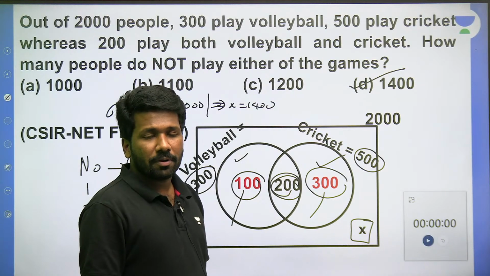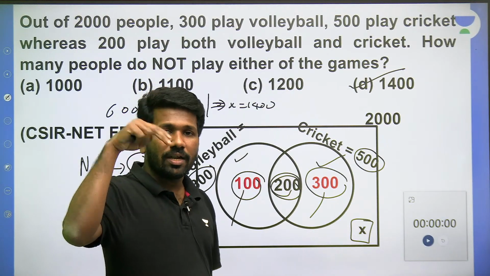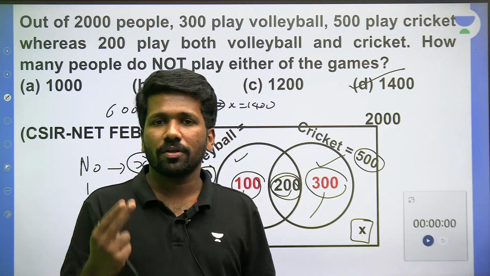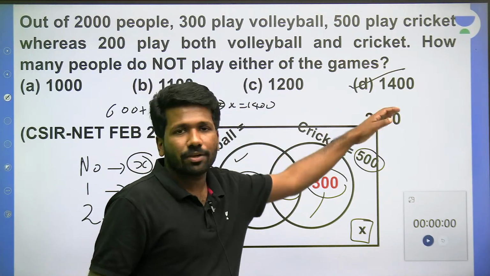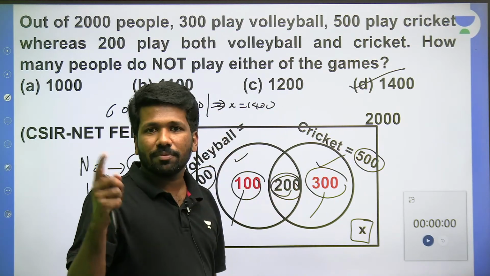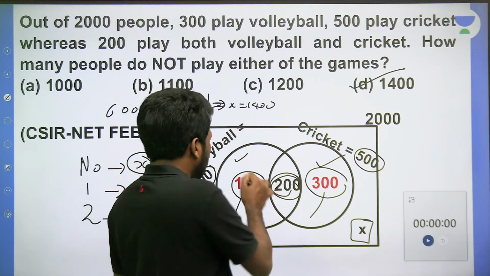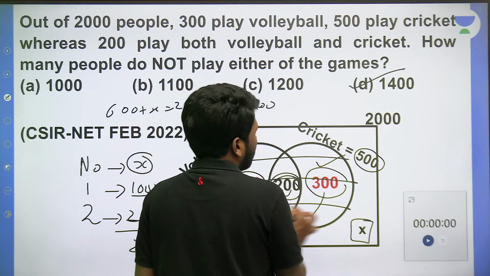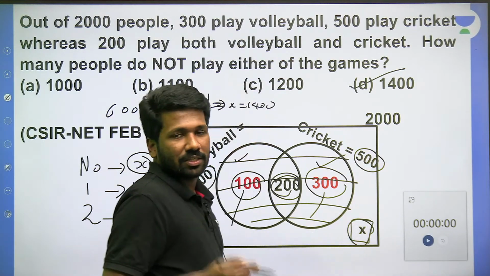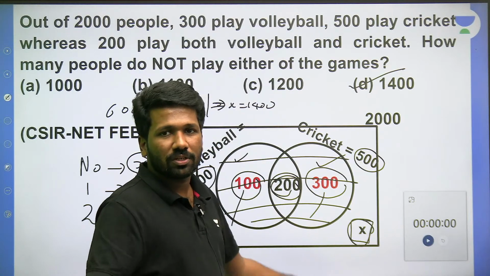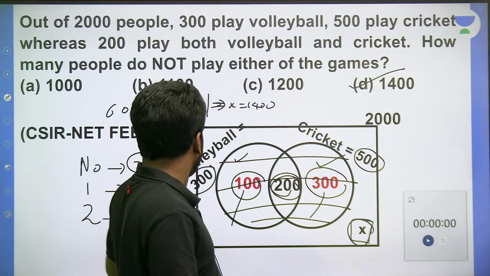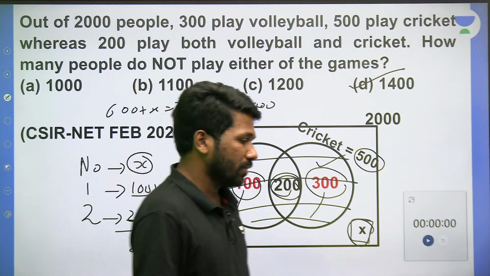But in those 800 people, 200 were counted twice. Double counted. We have to remove the double counted people, because we are trying to see where this total of 2000 people comes from. So 300 plus 500, 800, minus 200, that is 600. That 600 is the union of volleyball and cricket. The remaining number will be the answer: 600 plus x is equal to 2000. So x is equal to 1400. If you understood that, fine. Otherwise, the previous method was enough.